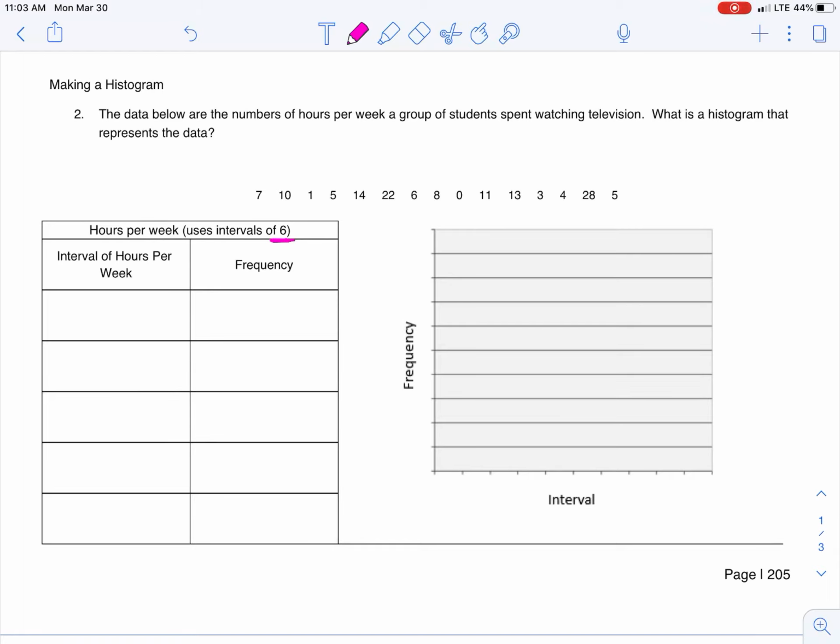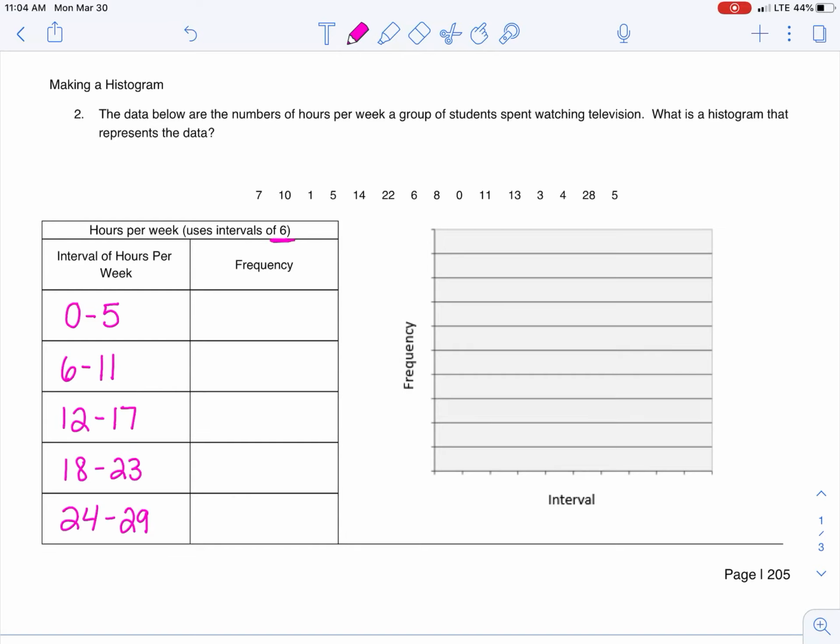Again, we're going to start at 0, and we're just going to count 0, 1, 2, 3, 4, 5. So we go to 5, and that's 6 intervals. Okay, then we go from 6 to 11, 12 to 17, 18 to 23, and 24 to 29.